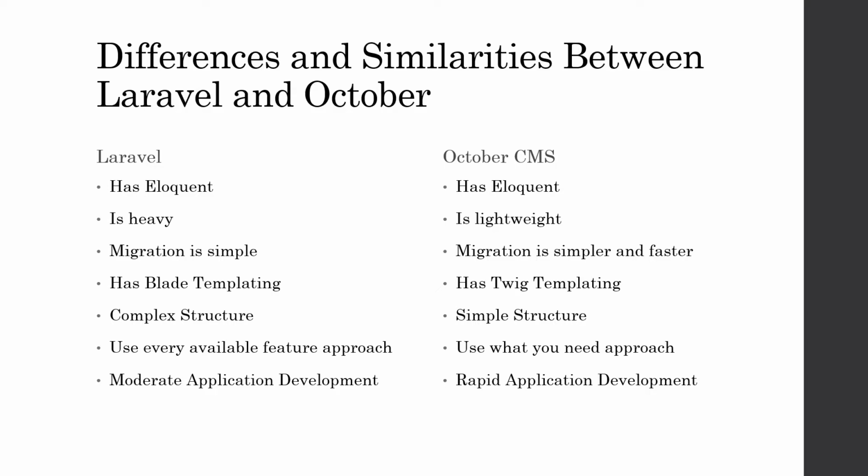Migration is simpler and faster. So migration is simple for Laravel. It's not difficult. Migration is simple and faster for October CMS in the sense that, because of its structure of being a content management system and because it's catered to rapid application development, your migrations here will be structured differently from a migration here. So this migration will cater to a system-wide process, and this migration will cater to a plugin-wide process.